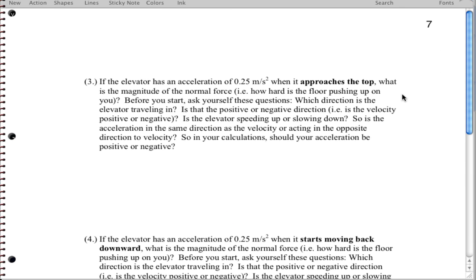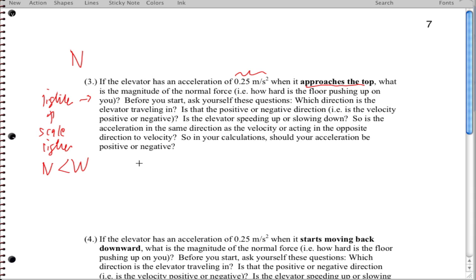So this is the kind of problem that we want to solve. It says if the elevator has an acceleration of 0.25 meters per second squared when it approaches the top, what is the magnitude of the normal force? What we notice as we approach the top is that we felt lighter on the elevator. If we feel lighter, the scale is reading lighter, and that means the normal force is less than the weight.